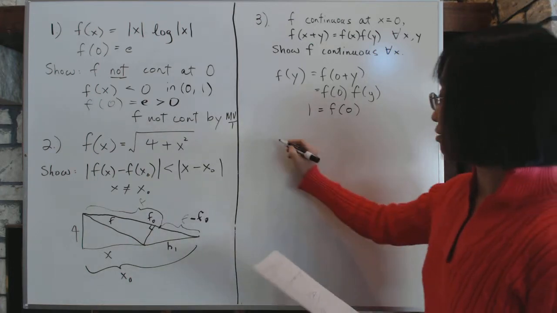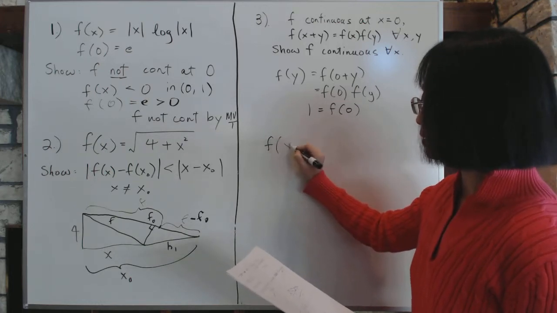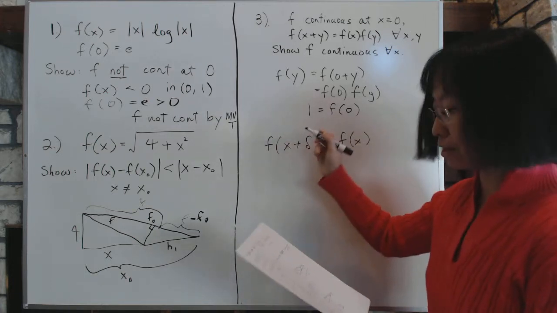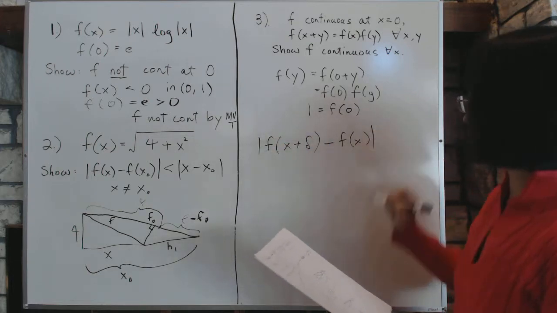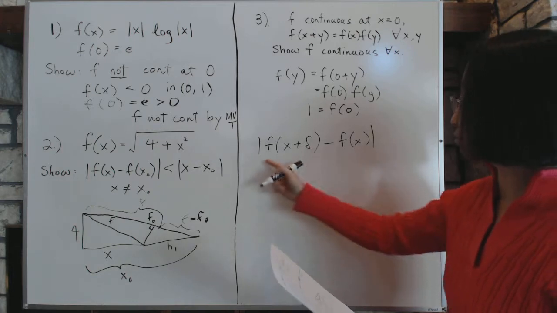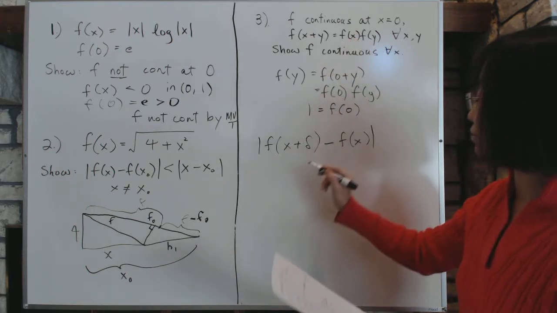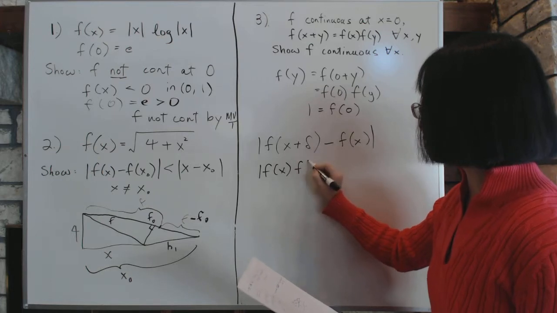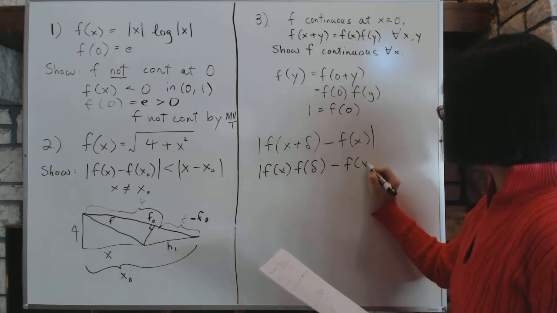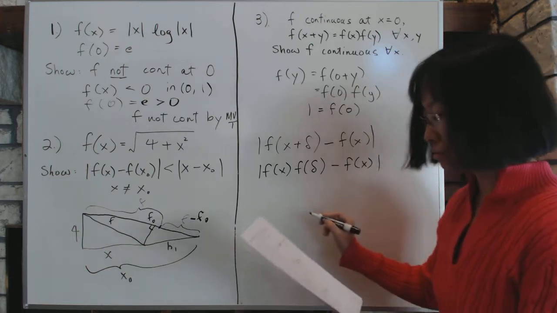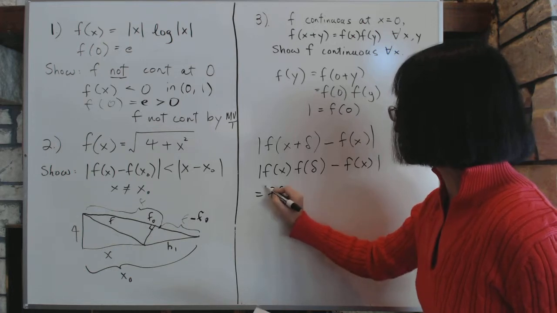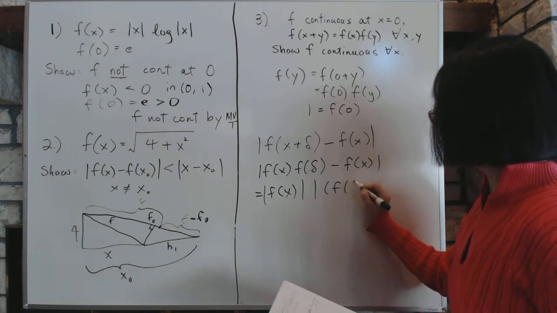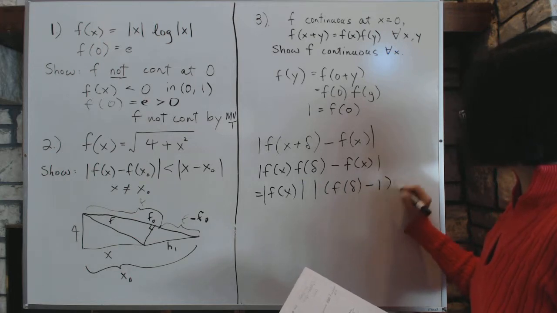So let's consider this. Then you consider the value f of x plus delta, where delta is a small number, minus f of x. What does that get you? And in absolute value if you want, because we're talking about continuity, and the definition usually includes absolute values. Then this thing, again by this interesting formula, is f of x times f of delta minus f of x, which you then factor out, which is equal to f of x times f of delta minus 1.